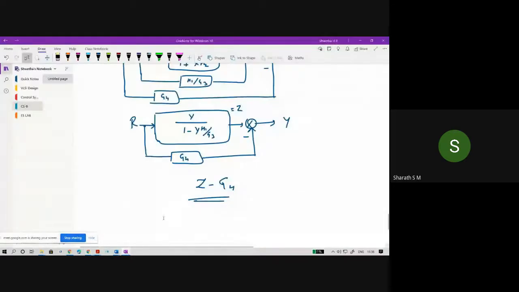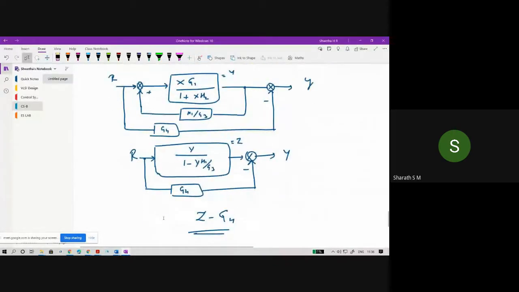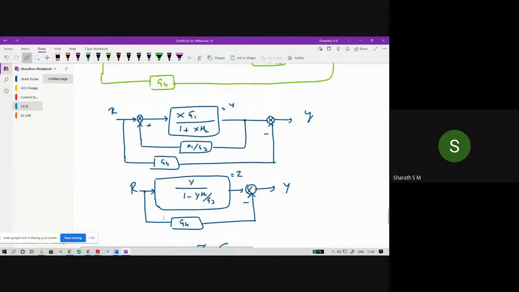Those who are having doubt regarding this problem can ask any questions.